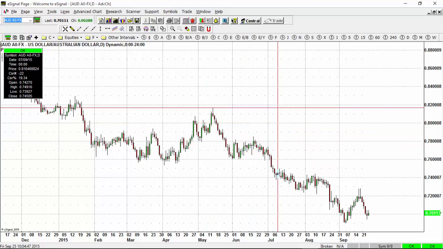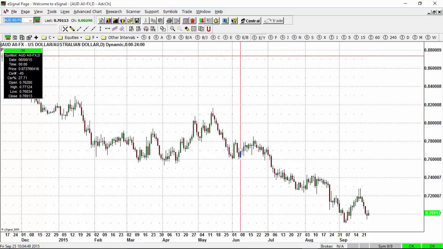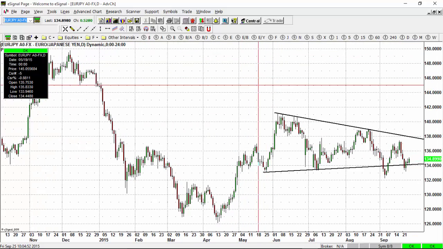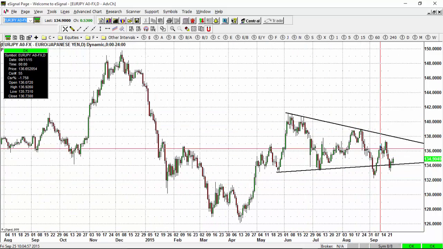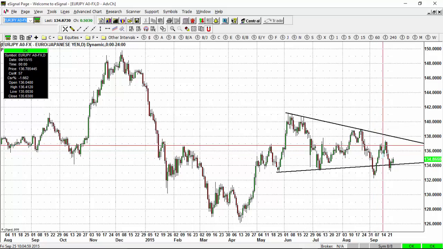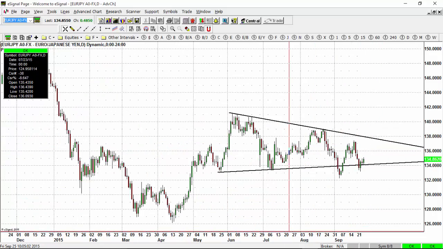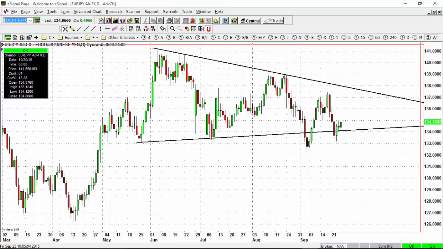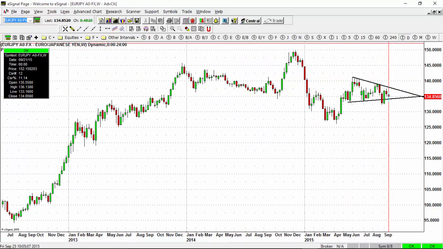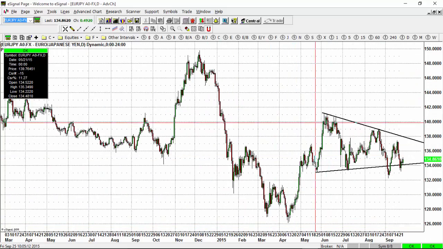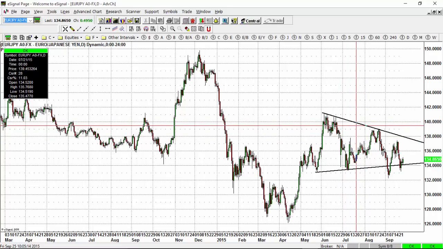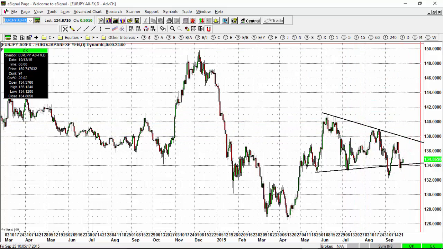Okay, and the final market I'm going to take a look at is the euro versus the Japanese yen. It broke out of this consolidation pattern, but promptly traded right back in, and the market is now in no man's land. But the bias with this market is slightly to the downside. It's not massively to the downside, slightly to the downside. And if we do close above 138 and 140, then that would negate that downside bias, and we could see a move up to the 142 area.